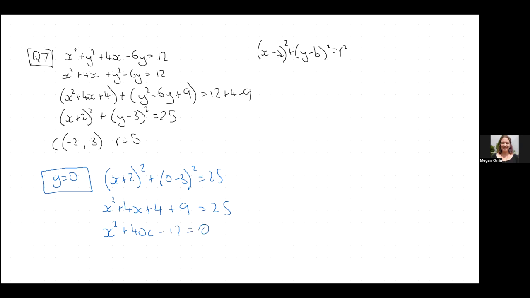All right, now I need to solve this. What 2 numbers add to 4 but multiply to -12? Hopefully you can see that that's 6 and -2. So that means that x equals -6 and +2. Now, these are my 2 x-intercepts.